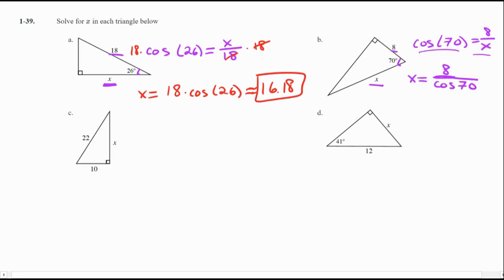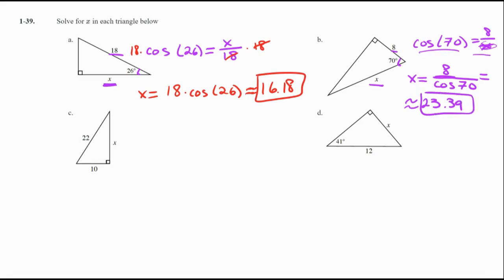If you don't know how I did that, it's just multiplying by x on both sides to get rid of this one, and dividing by cosine of 70 on both sides to get rid of that and leave x by itself. If you don't know how to do that, I can talk to you in class. In this case, you plug all that into a calculator. You do 8 divided by cosine of 70, which ends up getting you about 23.39.